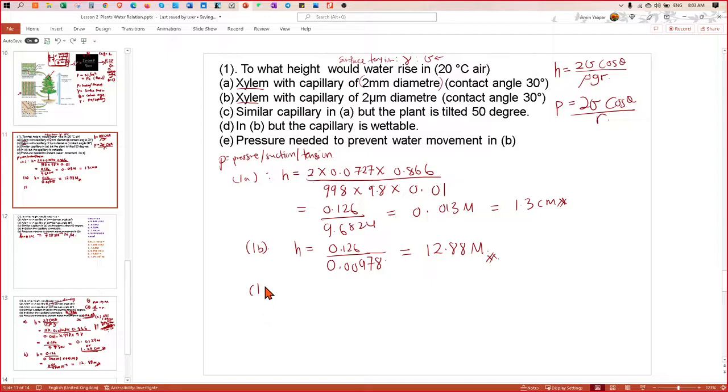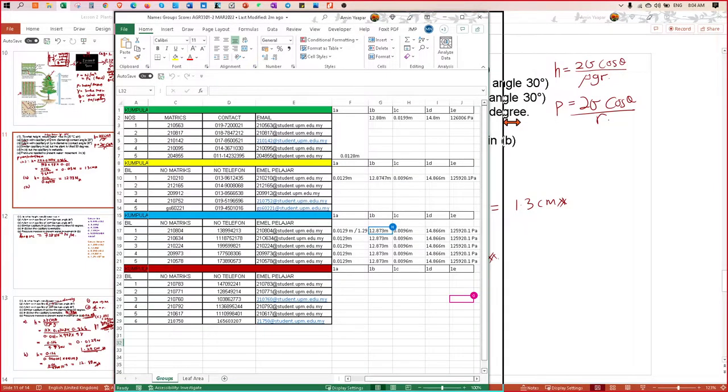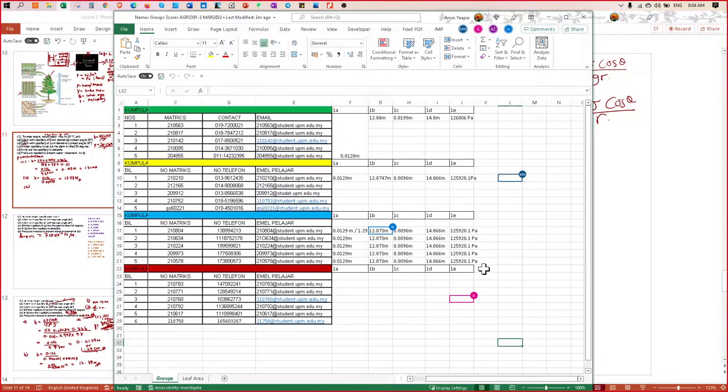All right. Third question. Not B. This should be C. Okay, what was the question? Similar capillary, but the plant is tilted at 50 degree. What is your answer? I wonder, because even PhD students got this wrong. If you got this right, so 0.1 meter, I wonder how you calculate that.